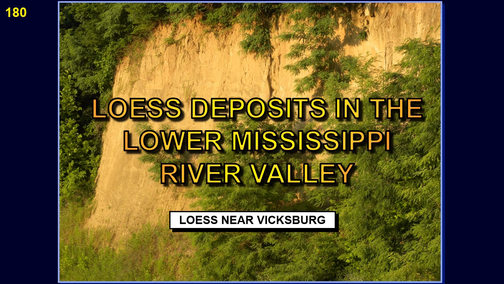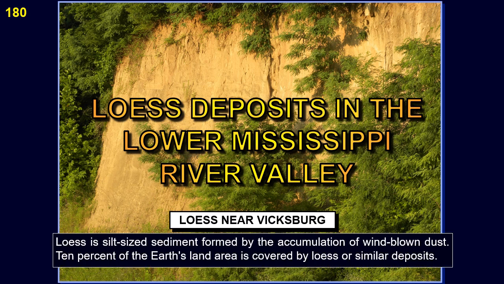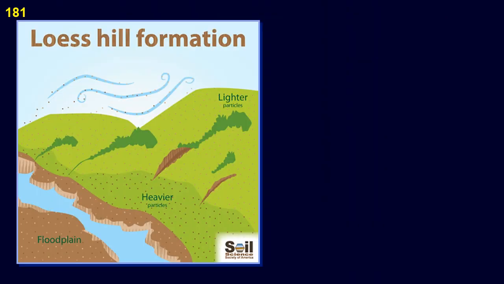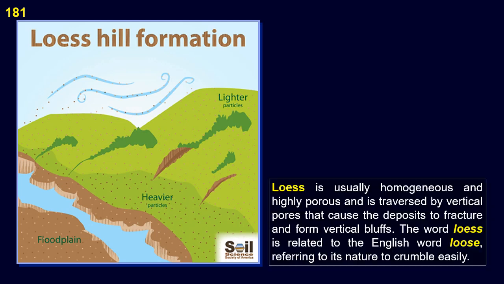Loess is silt-sized sediment formed by the accumulation of wind-blown dust. 10% of the Earth's land area is covered by loess or similar deposits. Loess is usually homogeneous and highly porous and is traversed by vertical pores that cause the deposits to fracture and form vertical bluffs.